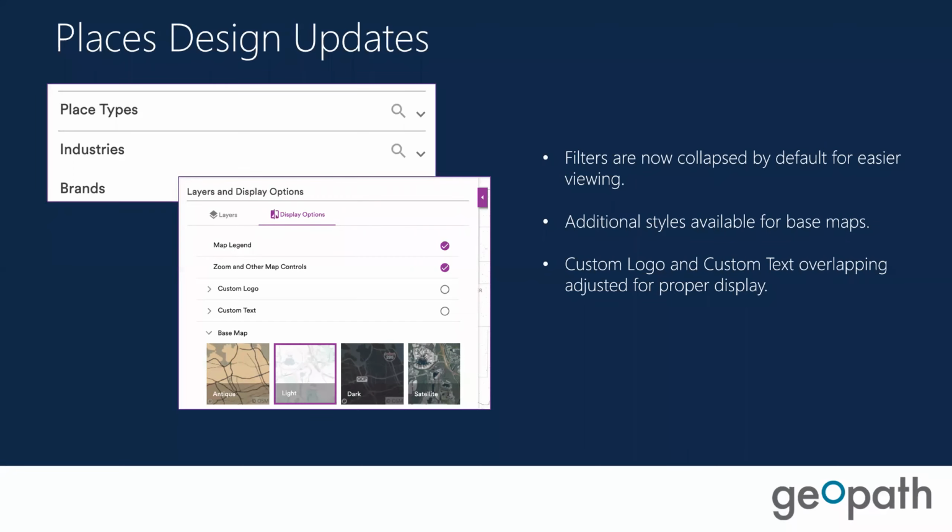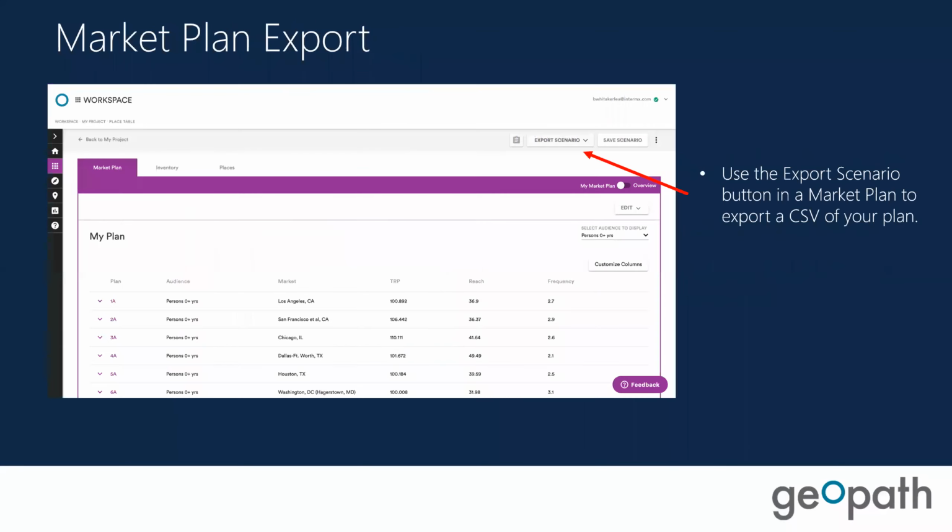The other somewhat major update to the Insight Suite relates to the market average planning functionality that we went through last time, which had just been released into the workspace module. Now you can use the export scenario button in a market plan and export it to a CSV. So you can set up your market average plan and then export all that information into a CSV.